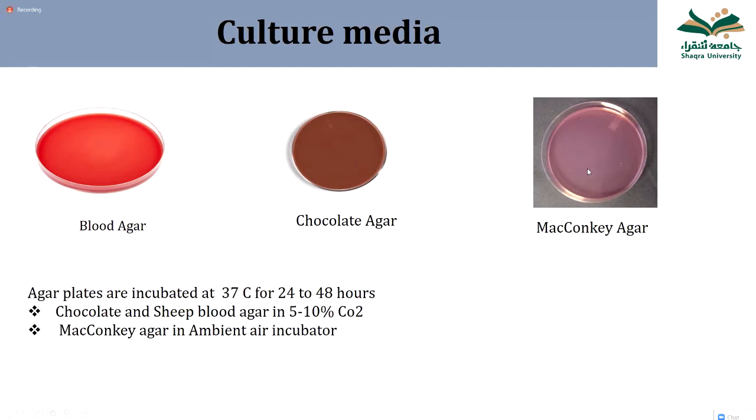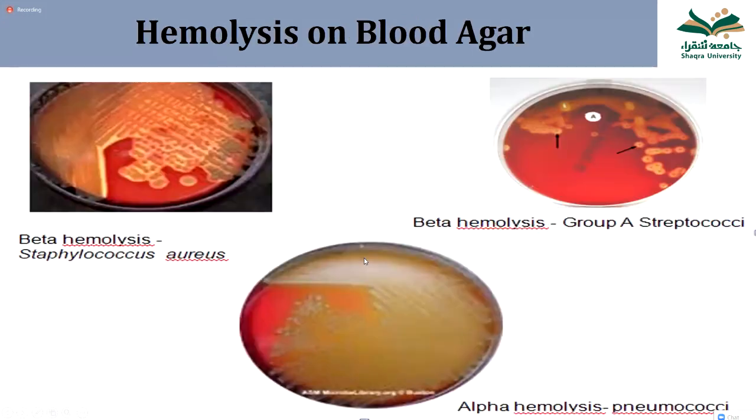And this is MacConkey agar. It is pinkish. What is the difference between MacConkey and blood agar? Can you see? It is mostly transparent, and this blood agar is opaque. Otherwise, both are red in color. So these are the common nutritional media. Over that, we put the sample, we spread the sample, and we keep the plates in the incubator at 37 degrees Celsius. And within 24 to 48 hours, the colonies grow.